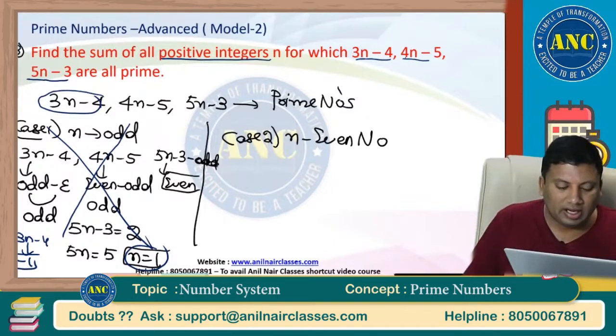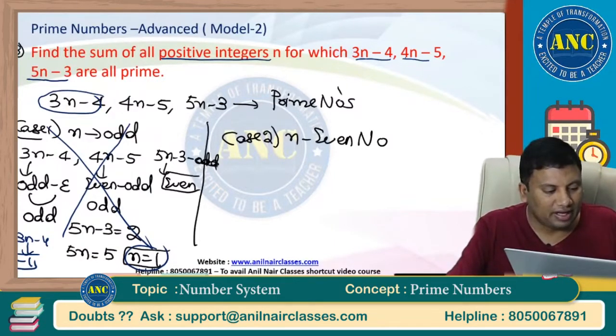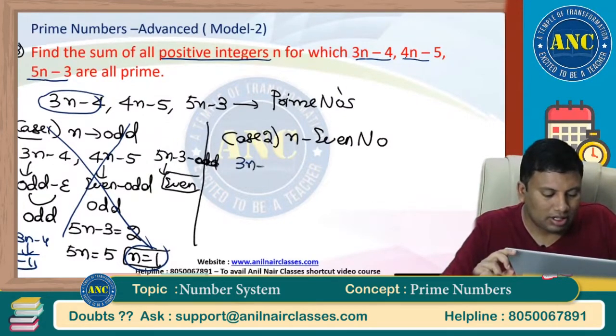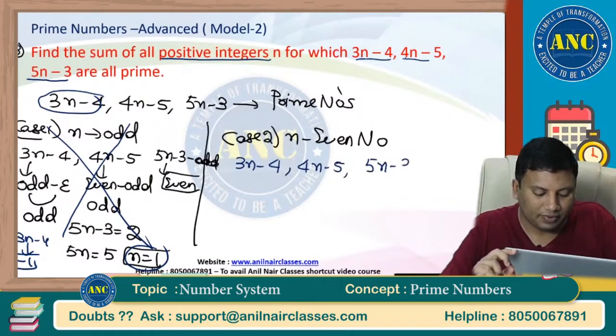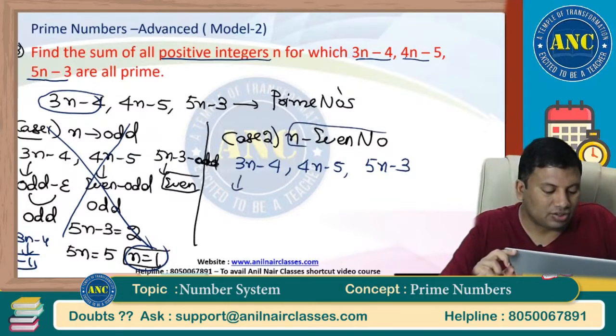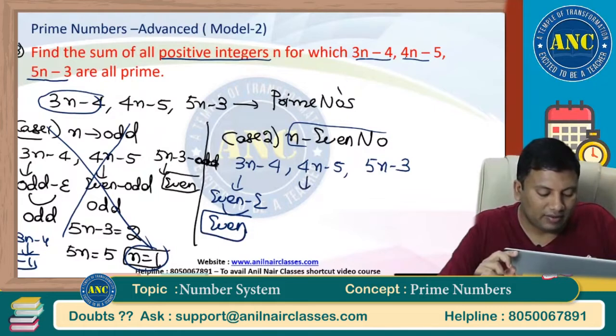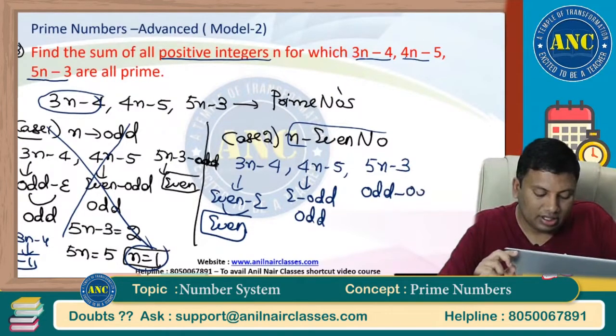Case number 2, n is an even number. So if n is an even number, now if you see here, 3n minus 4, 4n minus 5, 5n minus 3. Even into odd, even number. 4 is an even number. Even minus even, it is even. Even into even, even. Even minus 5, it is an odd number. Even into 5, even, and 3 is also an odd number. Even minus odd, it is odd.